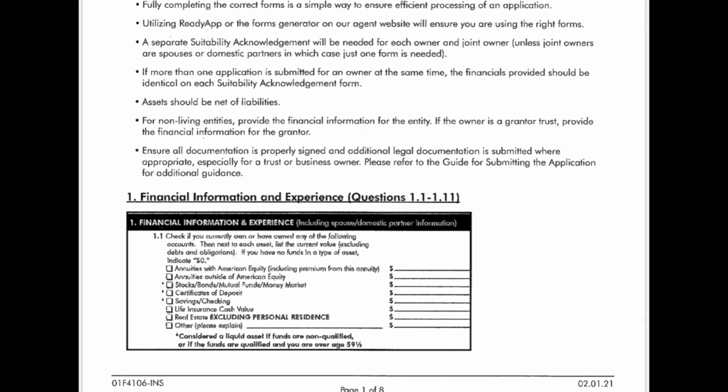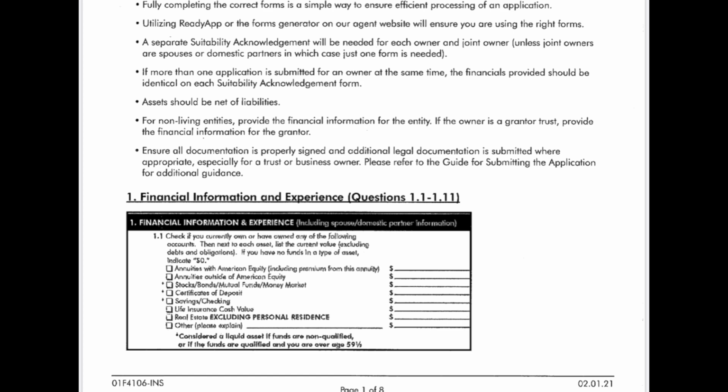I want you to take a look at this sheet that I have up on the screen. It shows one of the most important pieces of filling out the suitability form for an American Equity annuity. The financial information and experience section is probably the most important section, as it gives that 30,000-foot overview of the client's financials. You want to answer these questions based on the household information, so generally the husband and wife. If you look at that very top line, 1.1, you'll notice that it asks for annuities that are currently with the company.